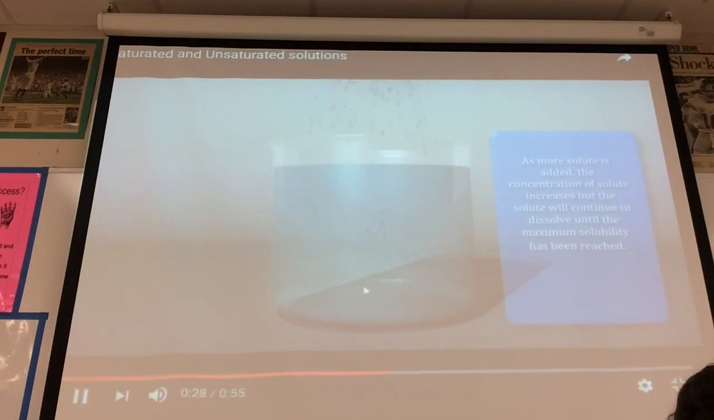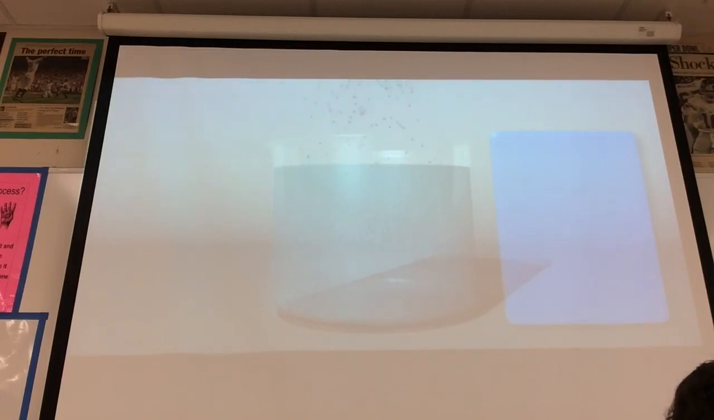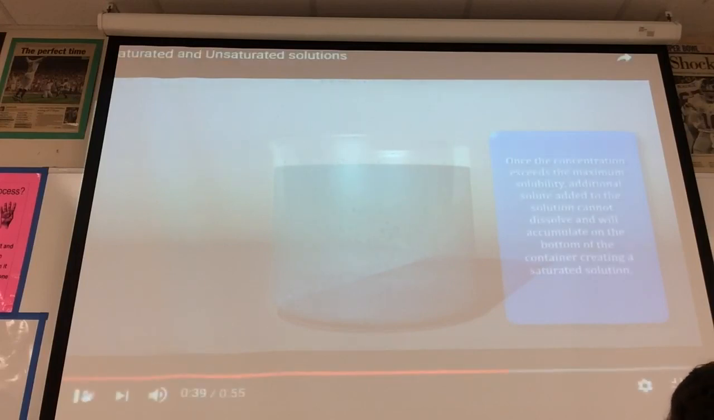So again, it's dissolving, and soon it's going to start to collect on the bottom because you're going to get to a point where you're saturated. You cannot dissolve more solute in solvent. And it says once the concentration exceeds the maximum solubility, additional solute added to the solution cannot dissolve and will accumulate on the bottom, and you'll have a supersaturated solution. And this concept can be a little confusing, but we'll take a look at it in a simpler fashion.